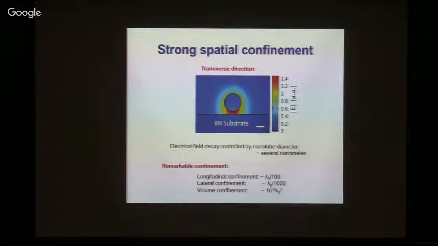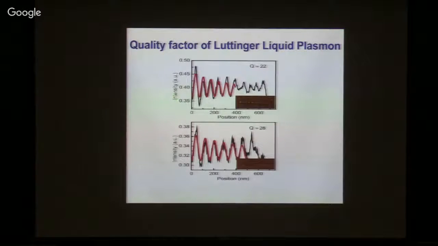So if you consider the mode volume, we have lambda over 100 multiplied by lambda over 1,000 squared. So this plasmon is actually confined by about 10 to the 8 times compared with a free space photon. But at the same time, they have very well-defined oscillations. So although it is very strongly confined, it actually has quite a high quality factor. That allows us to potentially use it for plasmonic waveguide and sensing applications.